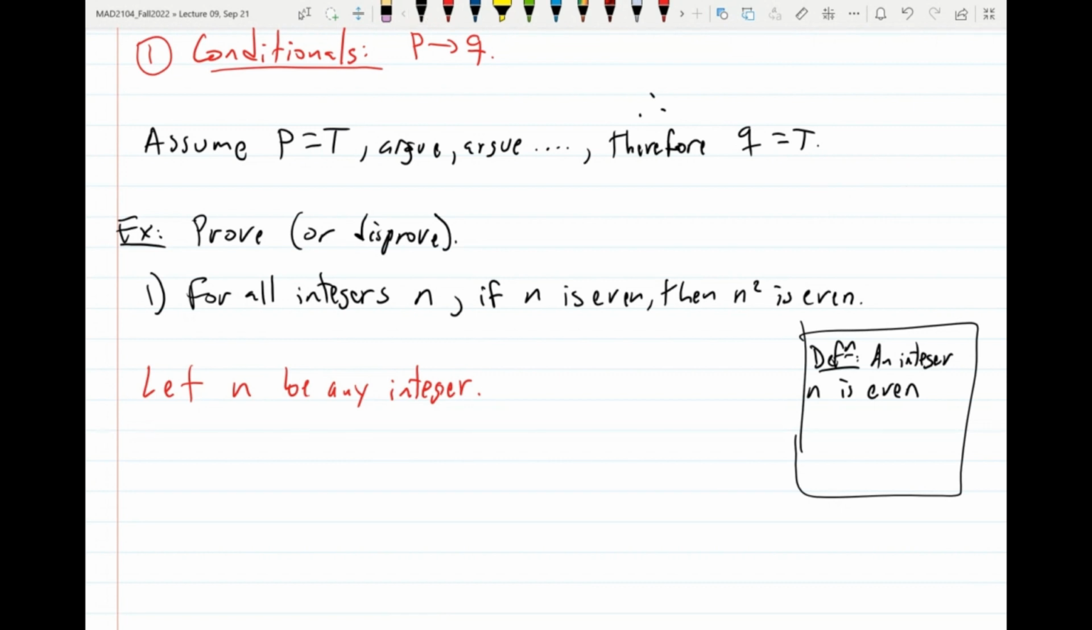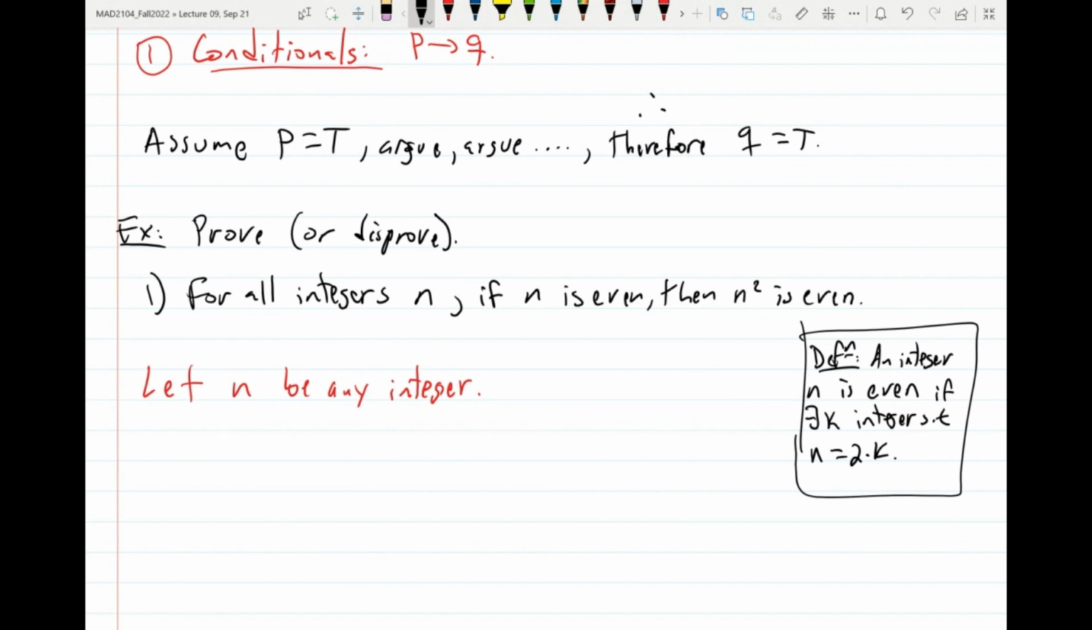So an integer n is even if there exists a k, which is an integer, such that n is equal to 2 times k. All right? That's what it means to be an even number, that you can write it as 2 times an integer.